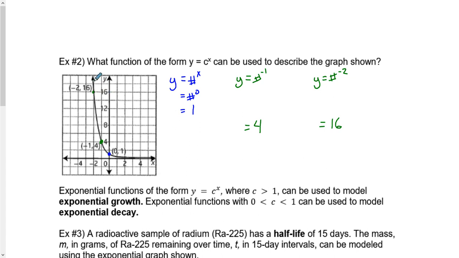Now let's look at some other characteristics. We know that this is definitely a decreasing function. Make that actually look like a C. Since it's a decreasing function, we know that our C value has to be between 0 and 1. We can't choose the number 0, or 2, or 3. We can't use anything that's bigger than 1. It has to be somewhere between 0 and 1.